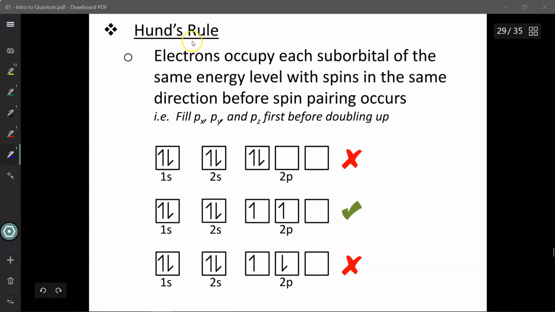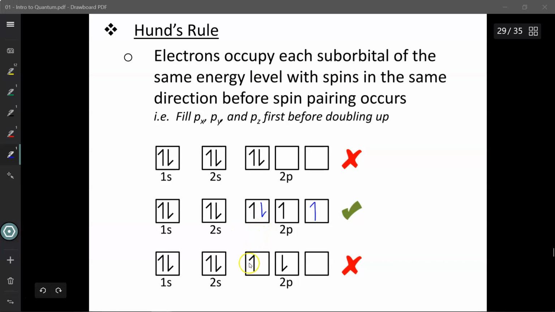Named after Friedrich Hund, he discovered that electrons occupy each suborbital of the same energy level with spins in the same direction before spin pairing occurs. So going back to our analogy, if you have 2 empty bedrooms, why would you want to share a bed? Everyone should get their own bedroom. Only if all 3 bedrooms are filled up and you have no choice, now you should start doubling up. Just make sure you have opposite spins.